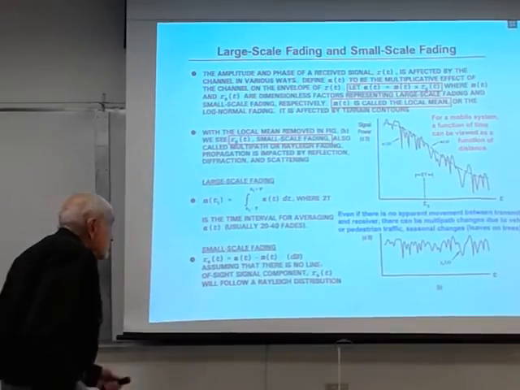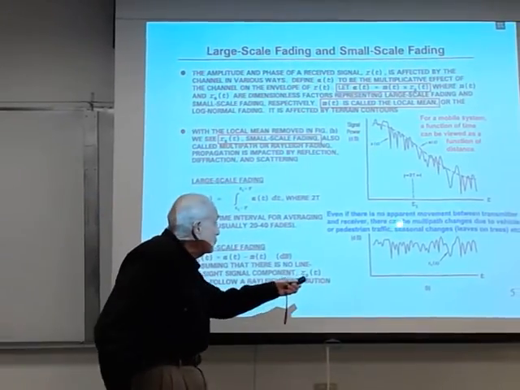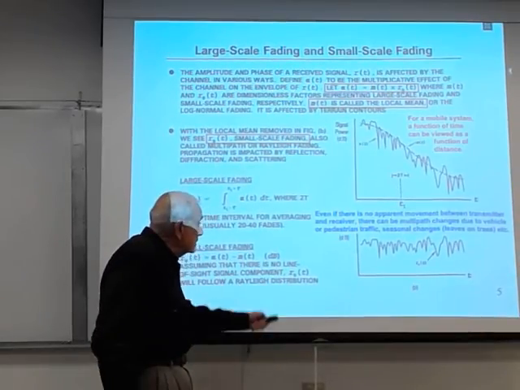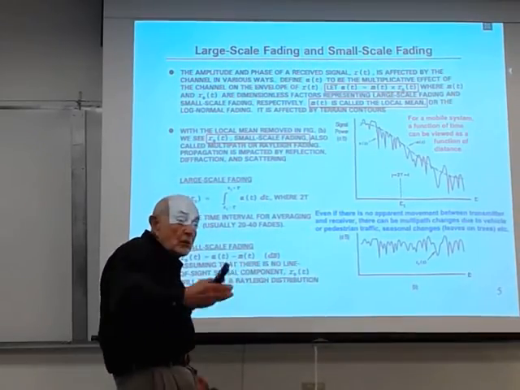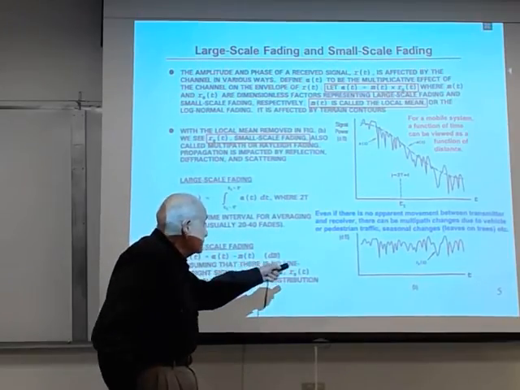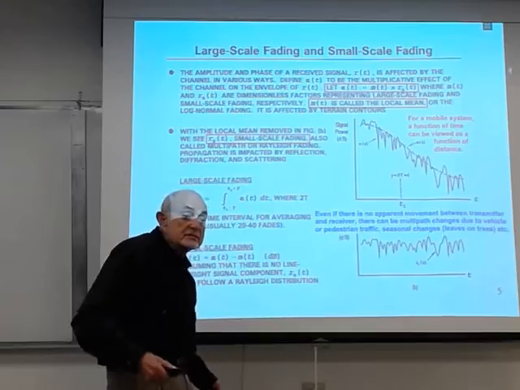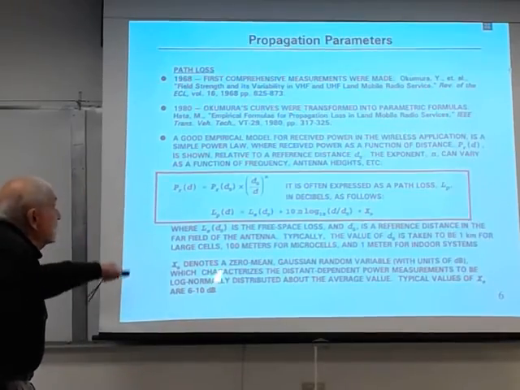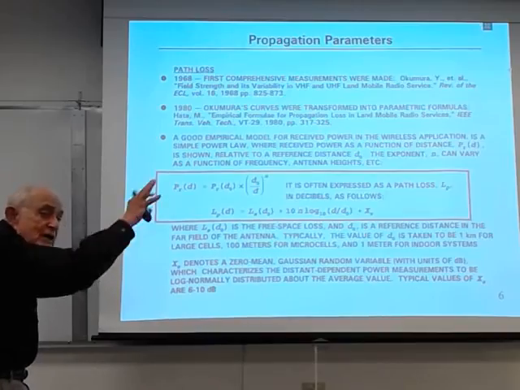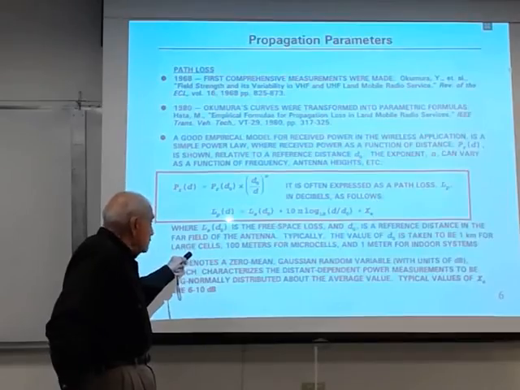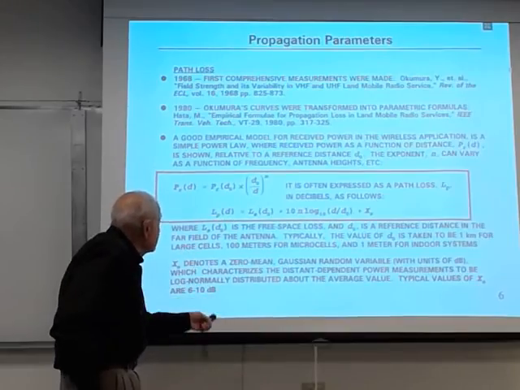And notice that even if there's no apparent movement between a transmitter and the receiver, there can be multipath changes due to what's happening in between the path: vehicles, pedestrian traffic, seasonal changes, leaves on the trees, and so forth. So there's a whole history of propagation parameters. We're not going to read them, but you can read them at your own time.